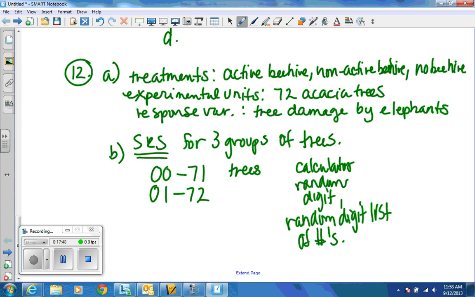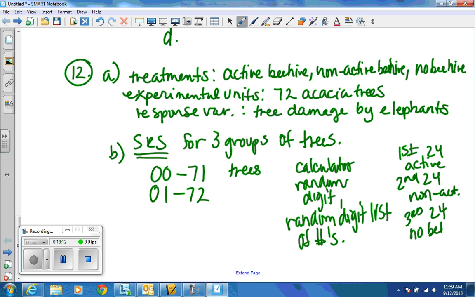And you could say the first, what's 72 divided by 3? So the first 24 get the active beehives. The second 24 get the non-active. And the third group of 24 would get no beehive. So be really specific when you're writing this out and don't just list it like I am. Write sentences, okay? But be specific.